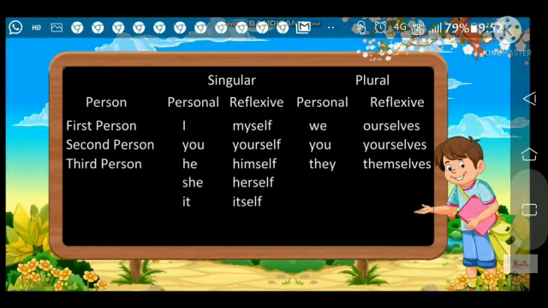Now see the first person in personal and reflexive. I will be myself, you will be yourself, he himself, she herself, it itself. And see the plural personal and reflexive: we ourselves, you yourselves and they themselves.